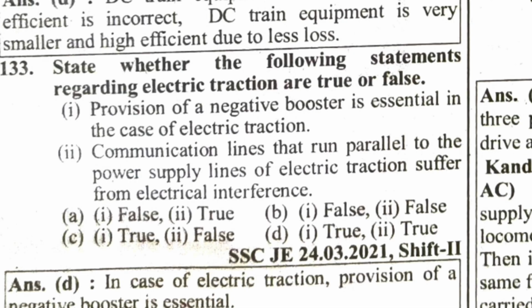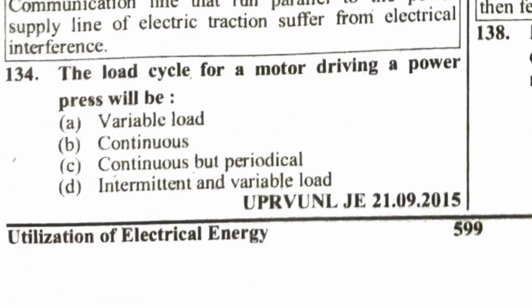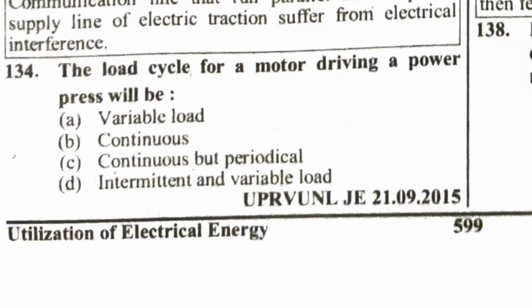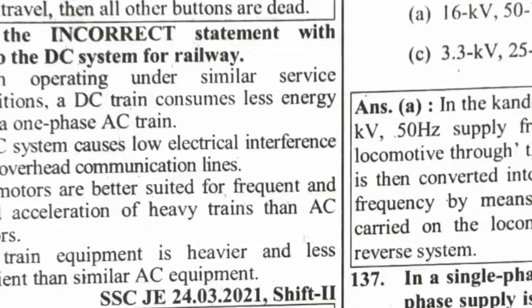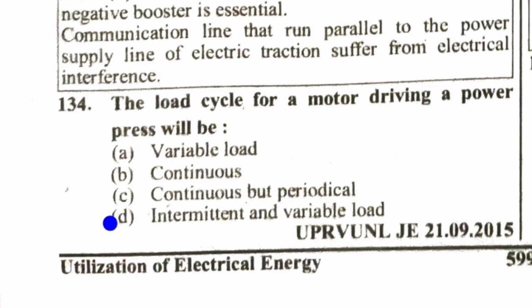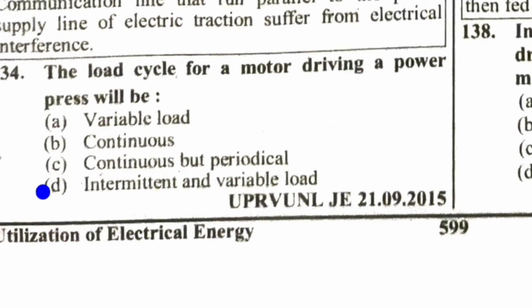State whether the following statements regarding electric traction are true or false. Provision of negative booster is essential in case of electric traction. Communication lines that run parallel to the power supply line of electric traction suffer from electrical interference. Both are true. The load cycle for a motor driving a power press will be intermittent and variable load.